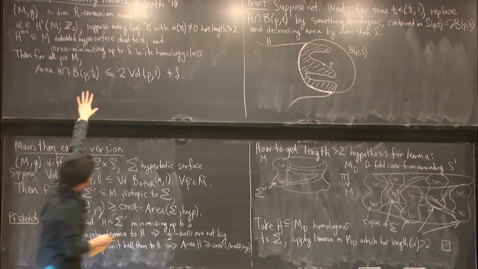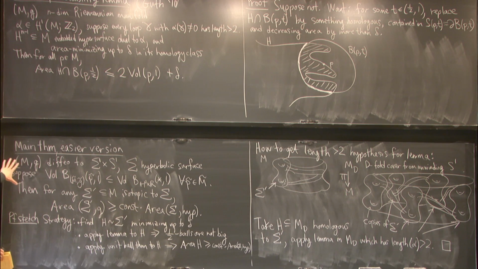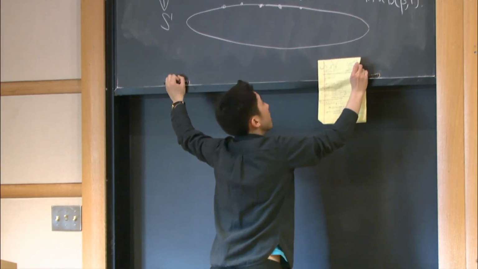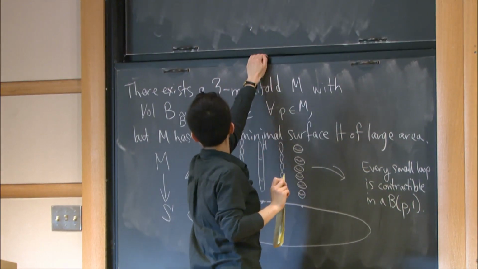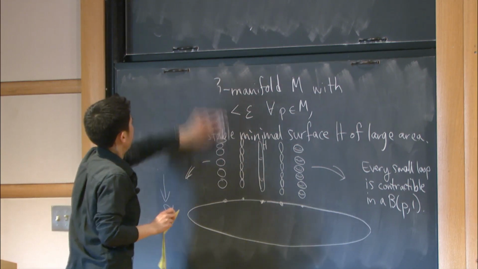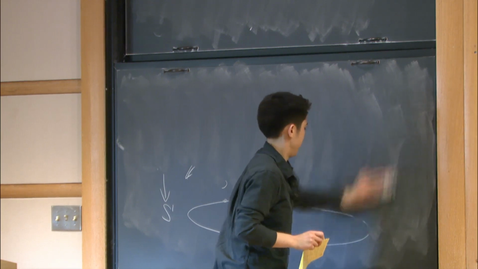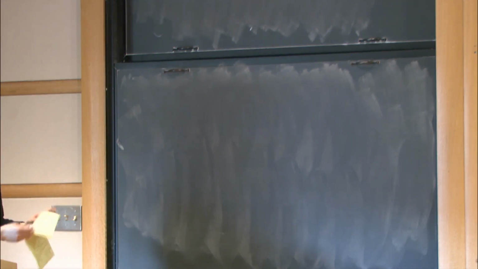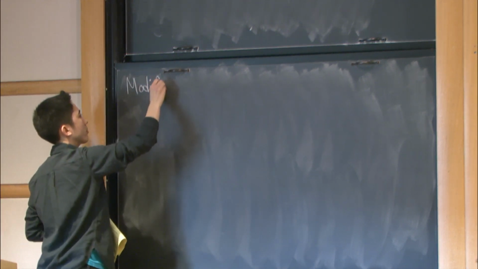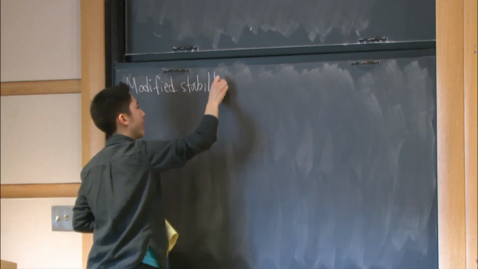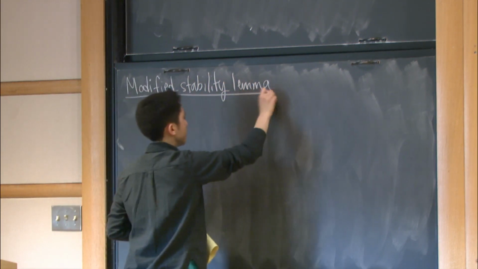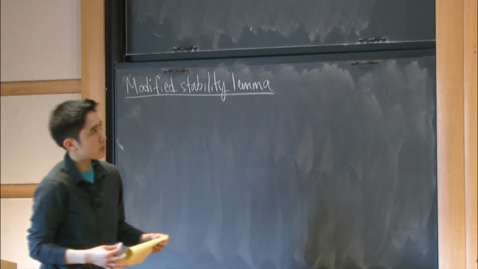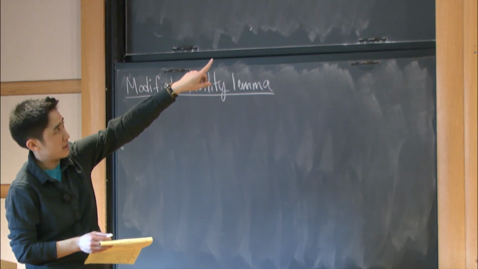So then we were trying to get different versions of the stability lemma that would work around this issue and try to make it so that we could prove something like this, except replacing isotopic by homologous. So we were trying to get a version of this where we can eliminate this length assumption on alpha.